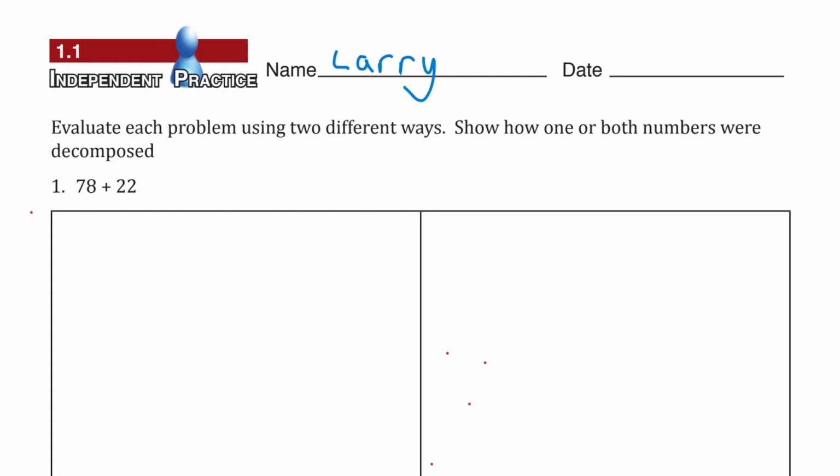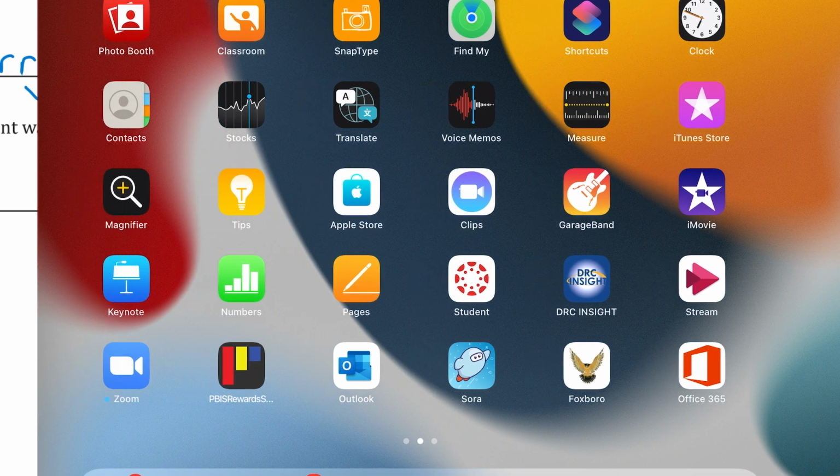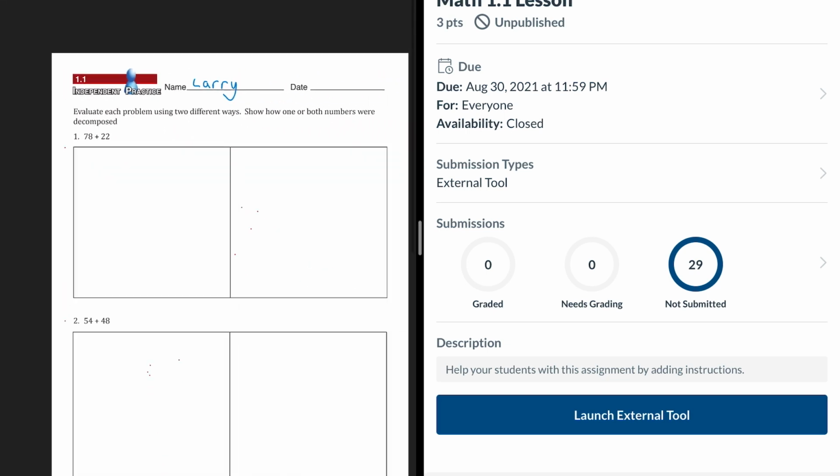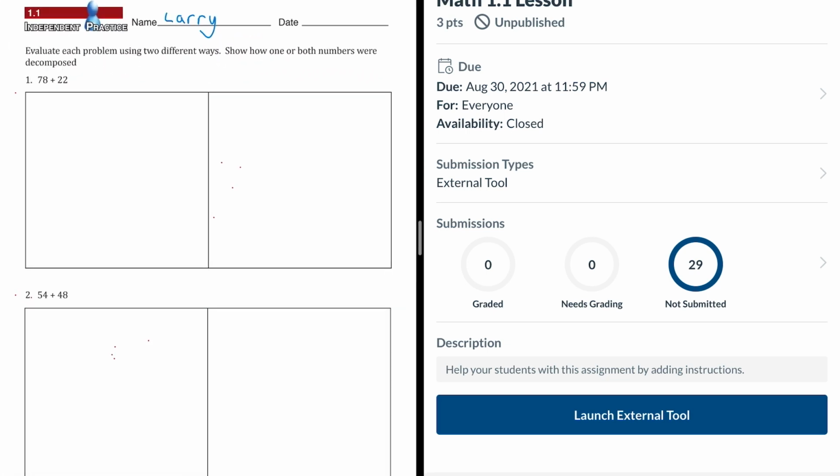Then at the top of the screen, you will tap the three dots and select a multitasking screen. Once you've done this, you will select Canvas and open up the lesson number with correct next to it. And now you're ready to correct.